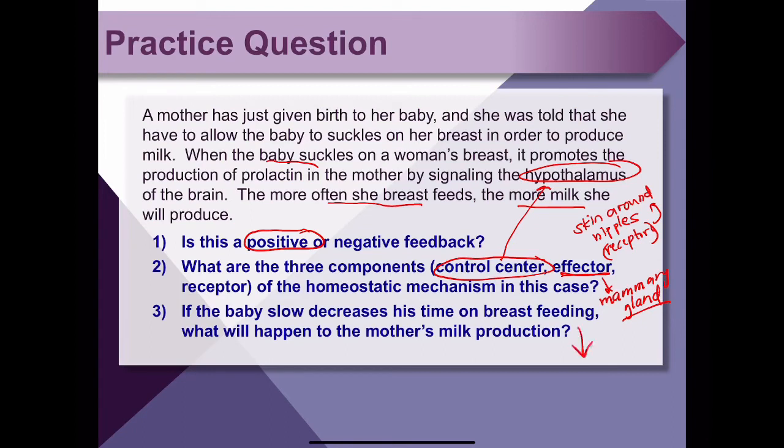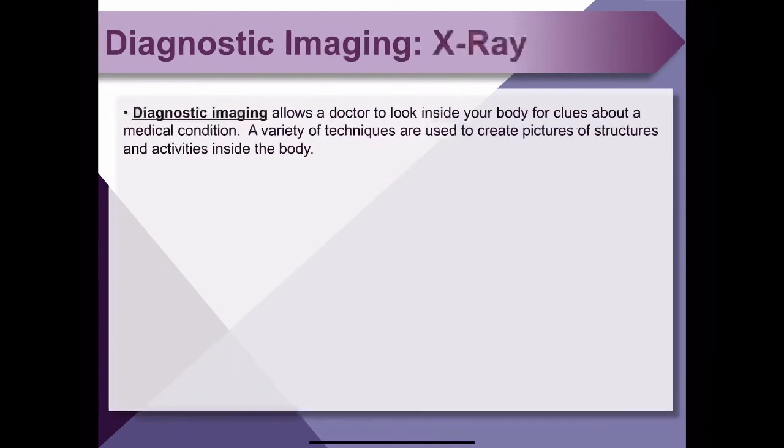Because you have less stimulation, less command is going to come out from your hypothalamus, and it will stop the stimulation of the mammary glands in milk production. So this is a positive feedback, enhancing production. All right, and we will finish this lecture by going over the 5 main types of diagnostic imaging techniques.